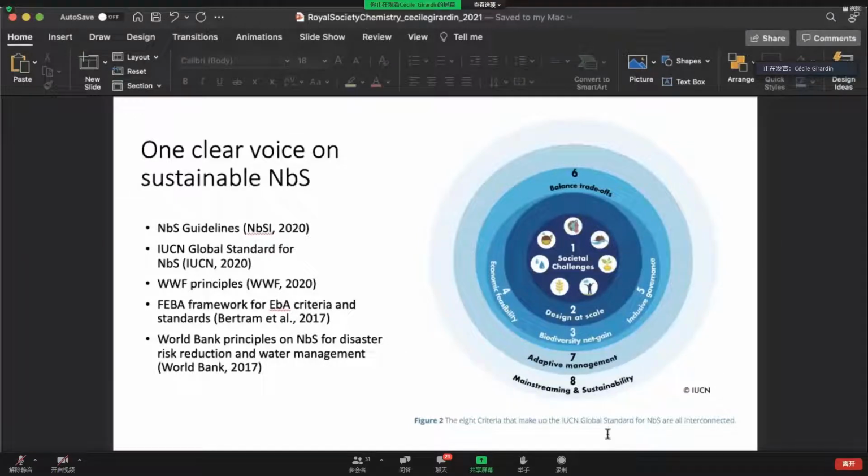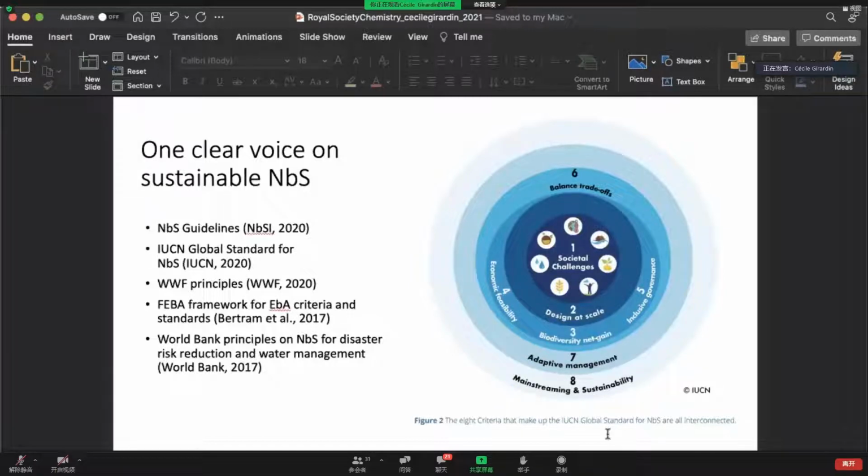And out of this, for the past few years, we've had many organizations working very hard on creating one clear voice on sustainable nature-based solutions. So we have nature-based solutions guidelines from the Nature-Based Solutions Initiative that have been signed by a multitude of international organizations and NGOs. There are four clear guidelines.